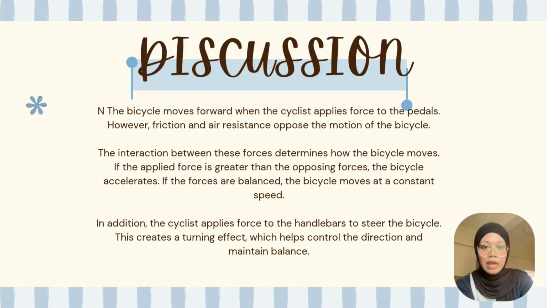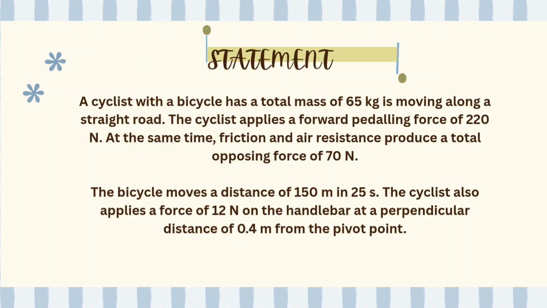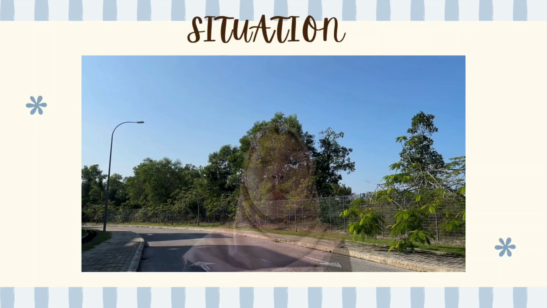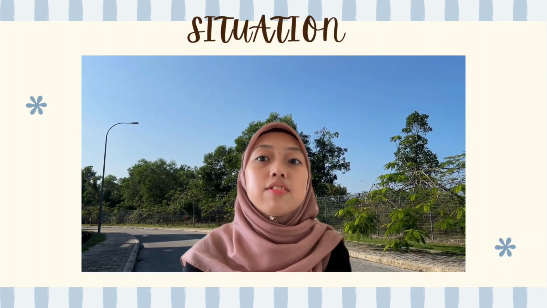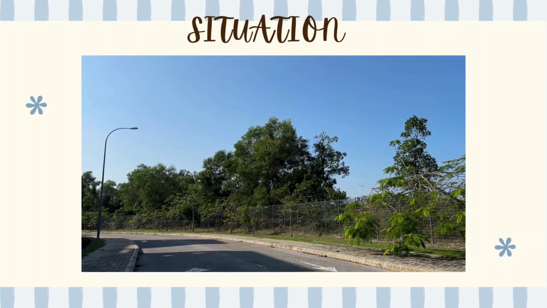In addition, the cyclist applies force to the handlebar to steer the bicycle. This creates a turning effect, which helps control the direction and maintain balance. So, this is the statement for our case. Now, let us look at the real-life situation of our case study.